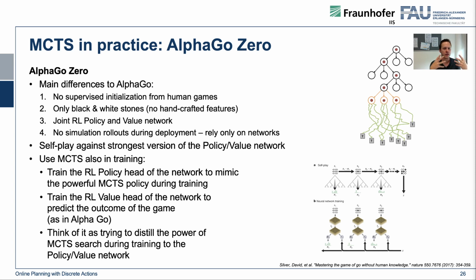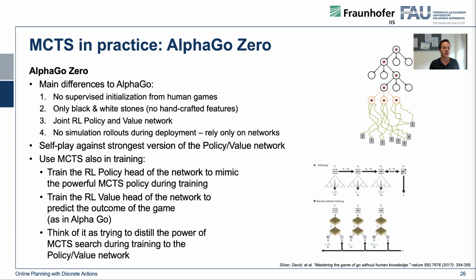And there are no simulation rollouts during deployment because we rely only on the networks. So it's something like a simpler tree search that relies upon the single neural network to evaluate positions and sample moves without performing any MCTS rollouts. Okay, and the self-play is always against the strongest version of the policy and value network and not against a random ancestor.